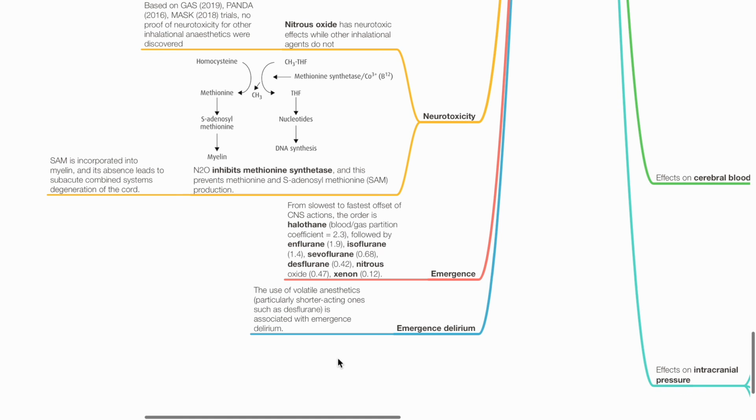Emergence. From slowest to fastest offset of CNS effects, the order is halothane with a blood gas partition coefficient of 2.3, followed by enflurane 1.9, isoflurane 1.4, sevoflurane 0.68, desflurane 0.42, nitrous oxide 0.47, and xenon 0.12. Emergence delirium. The use of volatile anesthetics is associated with emergence delirium.